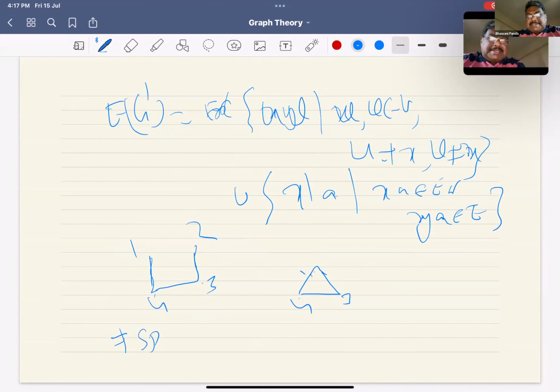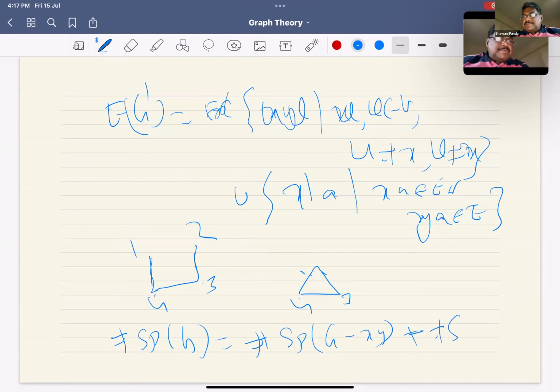So there is a formula: the number of spanning trees of G is equal to the number of spanning trees of G minus XY plus the number of spanning trees of G contraction XY. That means you contract this edge. So you can use this recurrence relation to count the number of spanning trees.